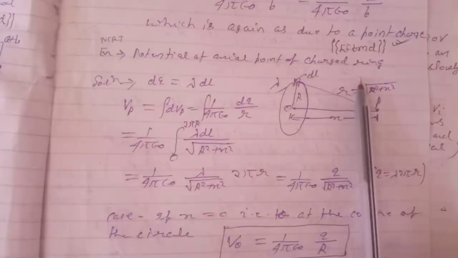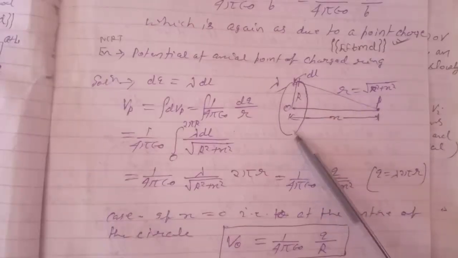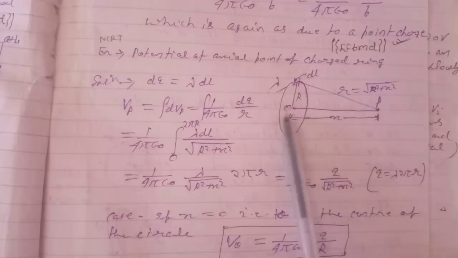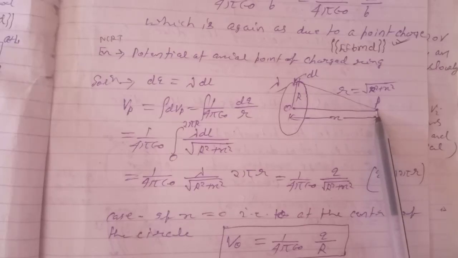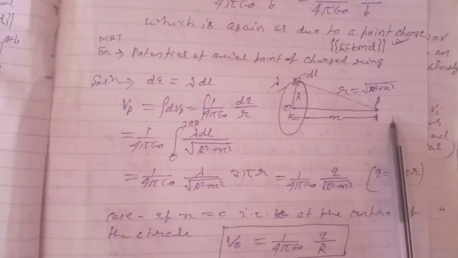Potential at axial point of charge ring. Here a charge ring is placed vertically, and there is an axis passing through the center of the ring, and we have to find the potential at point P on the axis at a distance x.